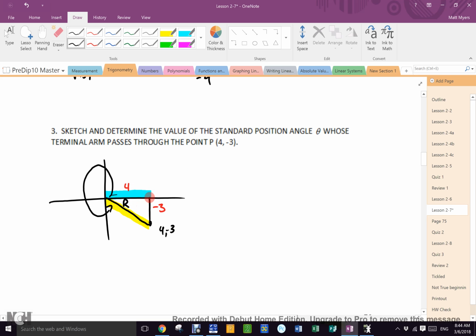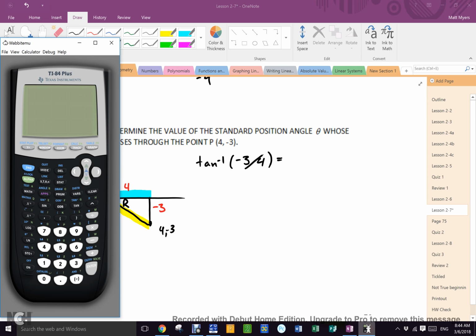What do I have here? What parts of the triangle? You can do inverse tan. I'm going to use tan. Why? Because I have x and y. So I'm going to do inverse tan, shift tan of what? Y. Negative 3 over 4. And what's that going to give me when you do that on your calculator? Shift.